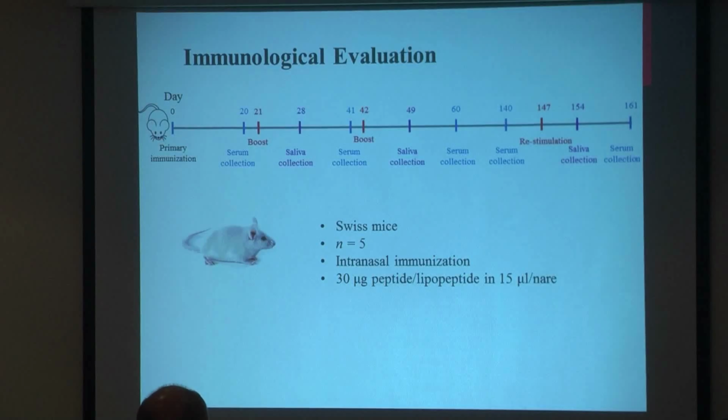So here's my immunization schedule. It's pretty similar to my friends'. However, what I did was that I extended it for 5 months, and then I did a re-stimulation, and I only boosted the mice twice. I collected serum 14 days after every immunization and saliva 1 week after every boost. I used Swiss mice because we have the P25 epitope, and each group of animals contained 5 mice, and we loaded about 30 micrograms of peptide in 15 microliters of liposomal solution.